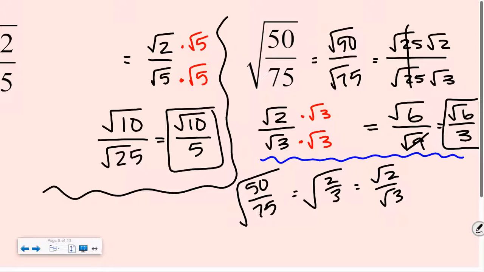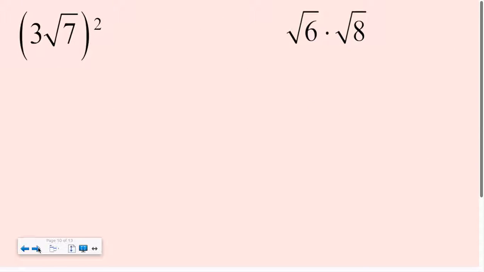Alright? Okay, we have 5 more. 3 square root 7 squared. What does it mean to square something? Take it times itself. So we're taking 3 square root 7 times 3 square root 7. Multiplying a quantity times itself. The parts that are on the like sides of the radical, on the outside versus the inside, are the ones that get multiplied together.